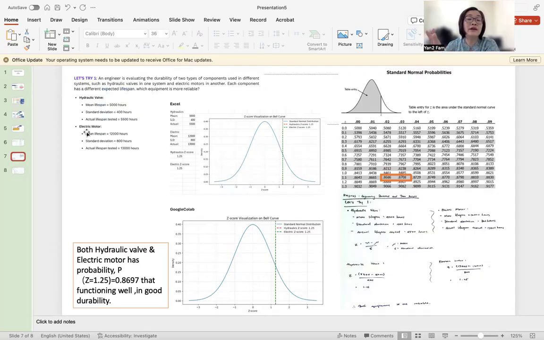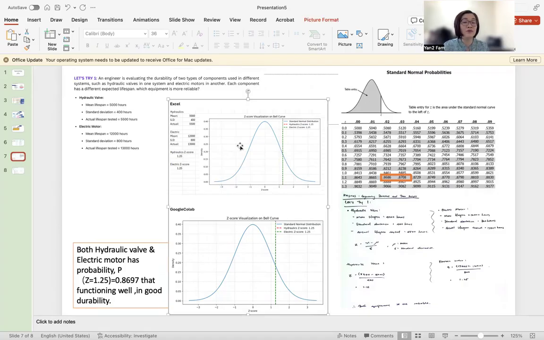Okay, let's try the z-score. We learned that the z-score is equal to x minus mean over standard deviation. It's pretty simple. You just put in the mean, the standard deviation and the actual value, then you can get your z-score. But what does that mean? And I can see that some of you are starting to warm up to drawing the graph using Excel and Colab. That's pretty good.